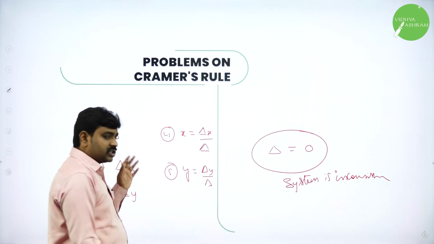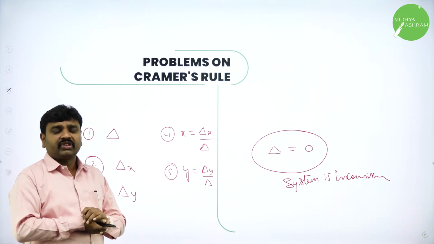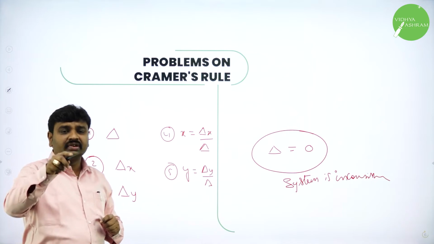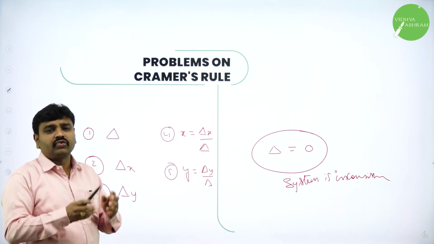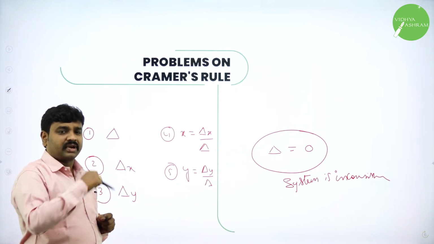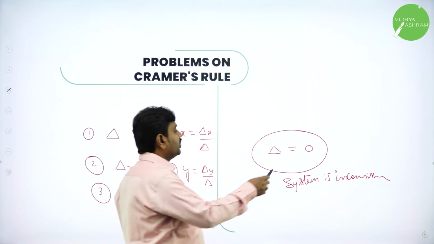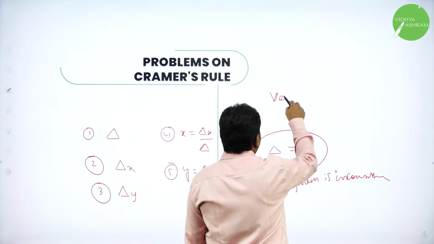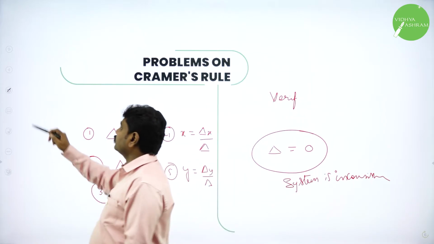So I wrote all the steps. First find delta. How to find delta? Determinant of coefficients. Then find delta x. How to find delta x? Remove the first column and put the constants and expand. Then find delta y. How to find delta y? Remove the second column and put the constants in the second column and expand. Then you go for x and y. And later I also told you to verify. Don't forget to verify. Okay, we'll go ahead with some more problems.